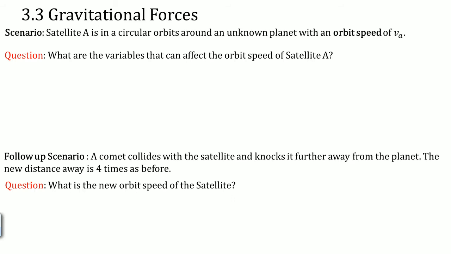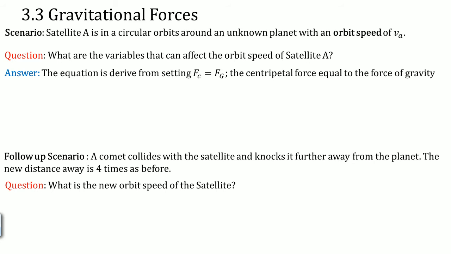Here's the answer. The equation is derived from setting Fc equal to Fg, which is the centripetal force equal to the force of gravity. Once you derive it, you should come to the conclusion that velocity A is equal to the square root of big G, which is the gravitational constant, times the mass of the planet, divided by R.